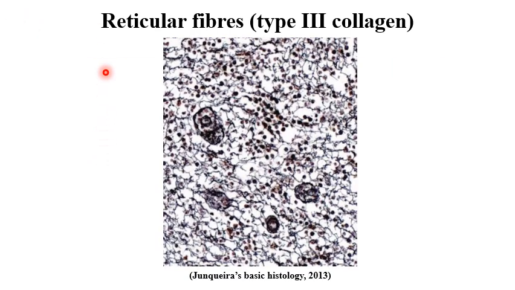Here we have a silver stained section of a lymph node. Reticular fibers appear as a delicate network of black fibers surrounding the cells of the lymph node. The black dots here represent the nuclei of these cells. Their cytoplasm is unstained by this method.